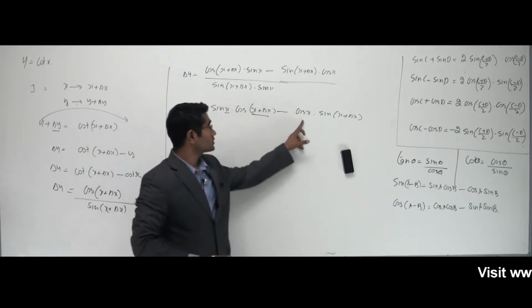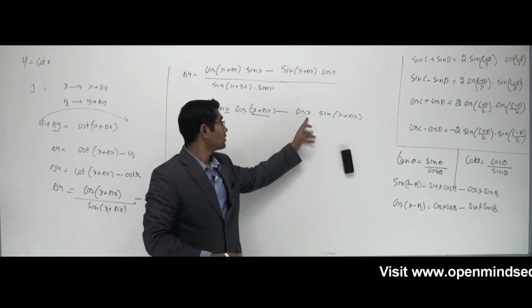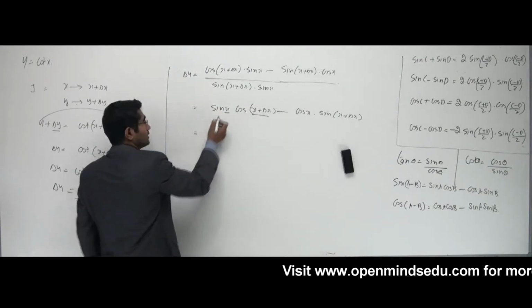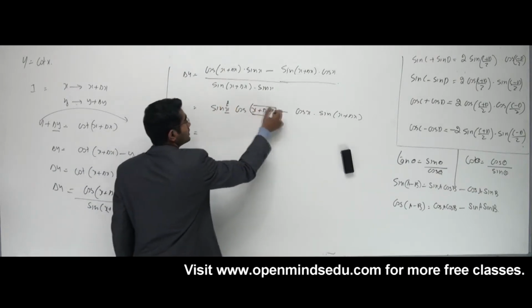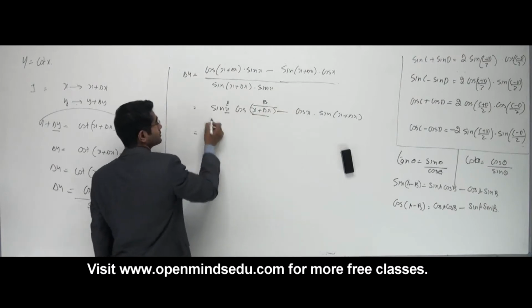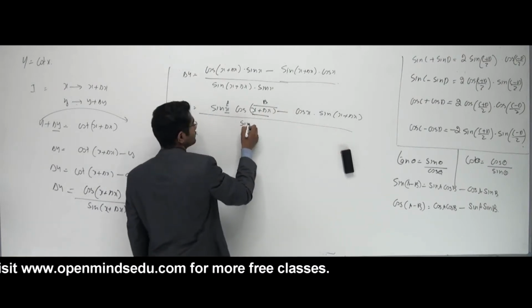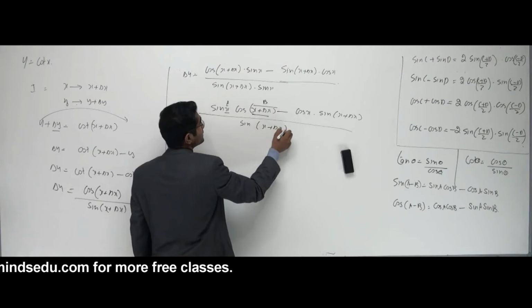That's it. So this should look like that formula: sin A cos B minus cos A sin B. So first sine, then cos, then sine. Now in this, who is A? A is x. And who is B? This whole thing is B. So what happens with the formula here? The denominator is still there. We'll write sine of x plus delta x into sin x.